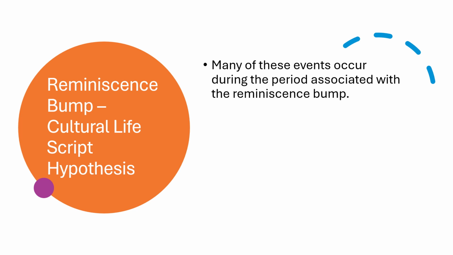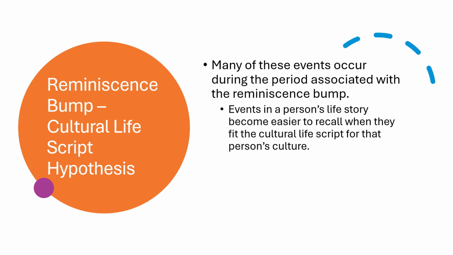Okay, so the idea is that many of the culturally scripted events, the events that our culture ascribes as being significant, occur during the developmental stages in which the reminiscence bump occurs, right? So events in a person's life story become easier to recall when they fit in the cultural life script for that person's culture.